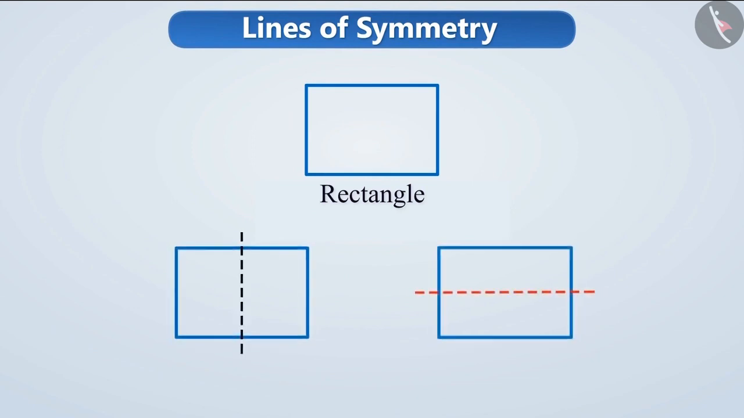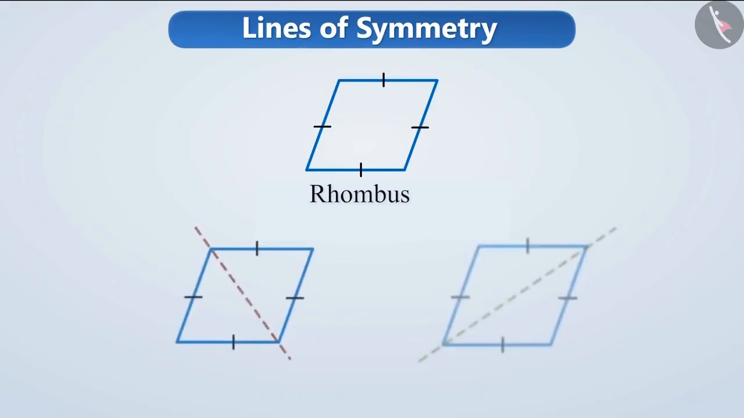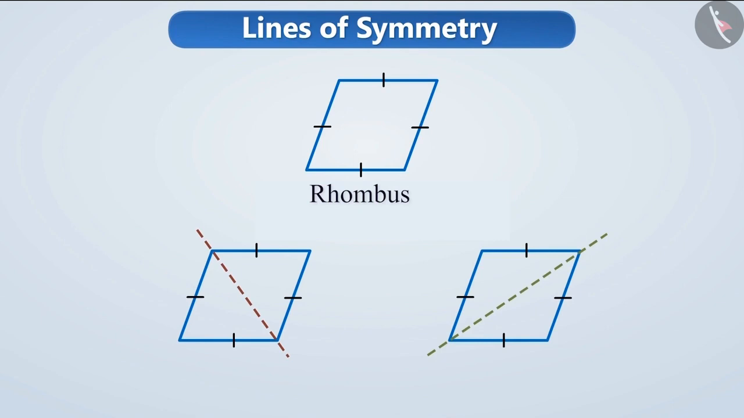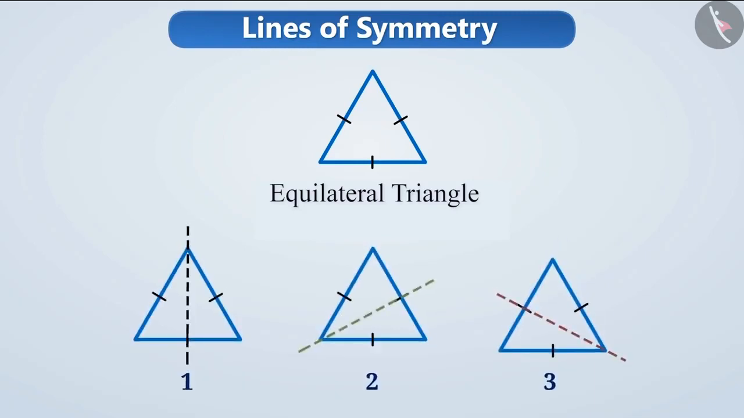Symmetry in a rectangle could be seen by folding it through these two lines. Hence, a rectangle has two lines of symmetry. If we look at a rhombus, then its symmetry could be seen by folding it through these two lines, and hence it has two lines of symmetry. Similarly, three lines of symmetry could be seen in an equilateral triangle.